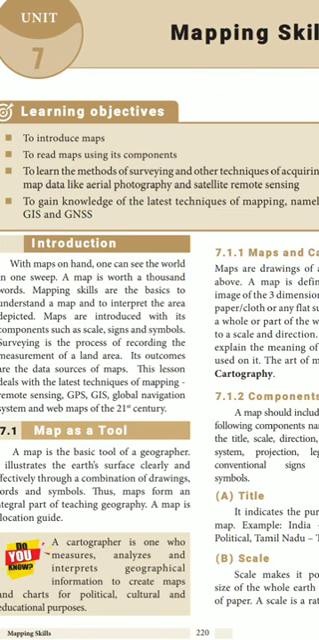They are map as a tool, map and category, cartography, components of a map. There are 7 different components of a map. First one title, second one scale, third one direction, fourth one grid system, fifth one projection, sixth one legend, seventh one conventional signs and symbols.